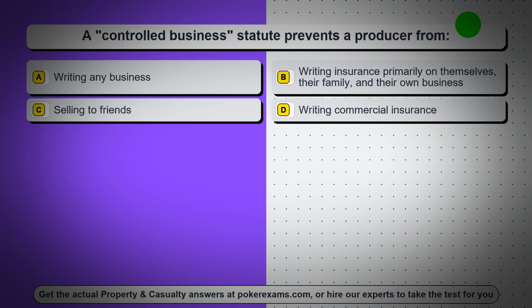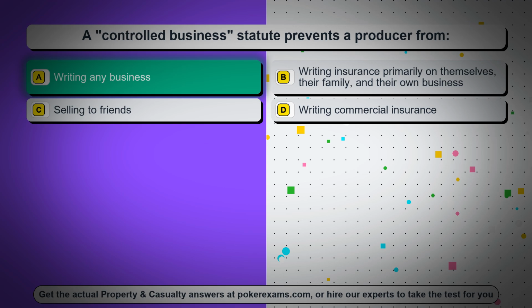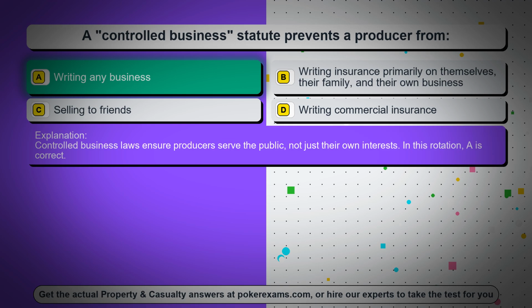Question 29. A controlled business statute prevents a producer from: Option A. Writing any business. Option B. Writing insurance primarily on themselves, their family, and their own business. Option C. Selling to friends. Option D. Writing commercial insurance. The correct answer is option A. Writing any business. Controlled business laws ensure producers serve the public, not just their own interests. In this rotation, A is correct.